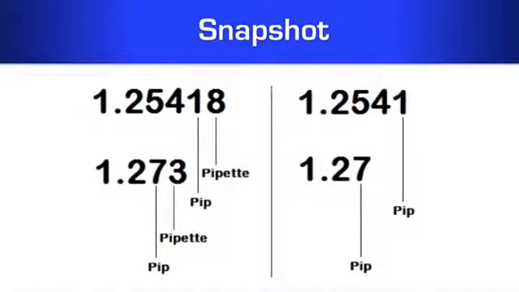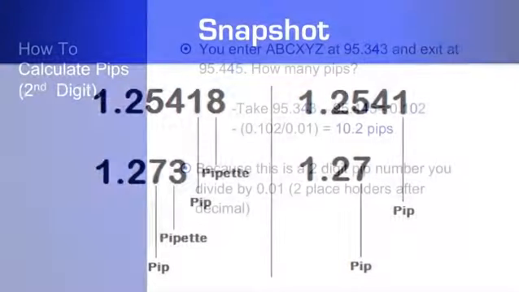Here's a really awesome picture that you can snapshot for your notes. Take a screenshot of it, take a picture of it, write it down until you get it. Notice how on one side you see 1.25418 and it shows you the pipette, and then on the right, remember what I told you to do with those pipettes? We ignore them. So you don't see an 8, you don't see a 3, okay? So the top one is for pretty much every other pair. The bottom number, the 1.273, represents yen and gold pairs.